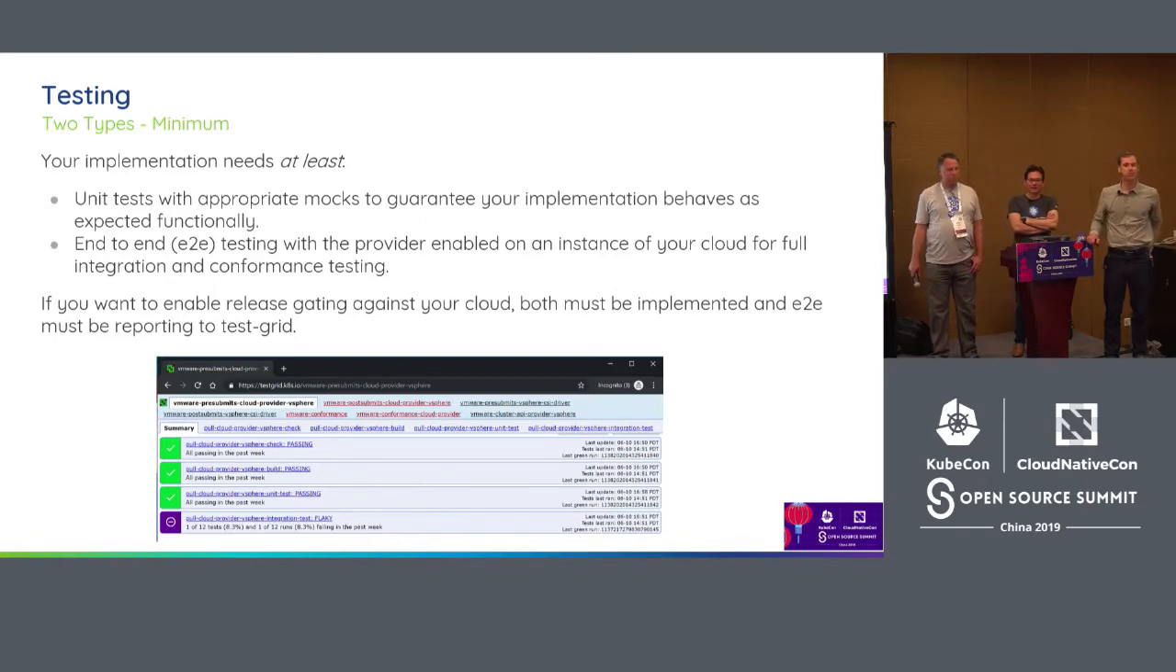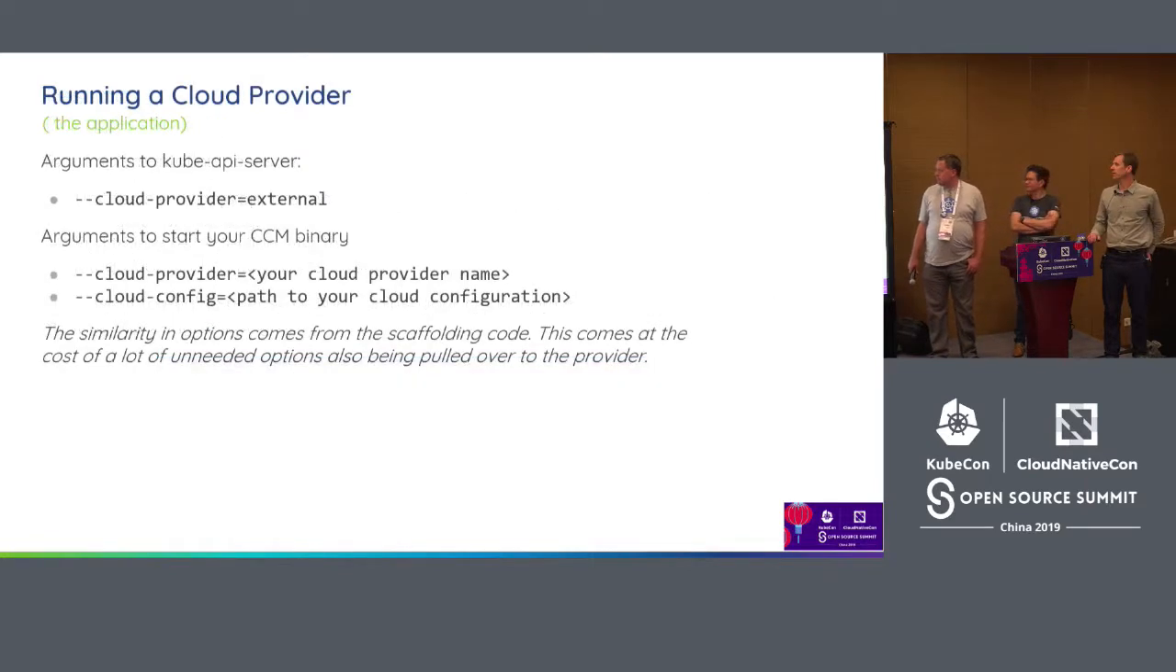Okay, so finally, once you've built your cloud provider, then you want to run it. And so to accomplish this, there are a few things that you have to do. When you start your Kube API server, where previously you would say cloud provider and the name of your cloud provider, instead you specify cloud provider external. Then when you start your CCM binary, you set the cloud provider flag to be the name of your cloud provider, and then the cloud config flag to the path of your cloud configuration.